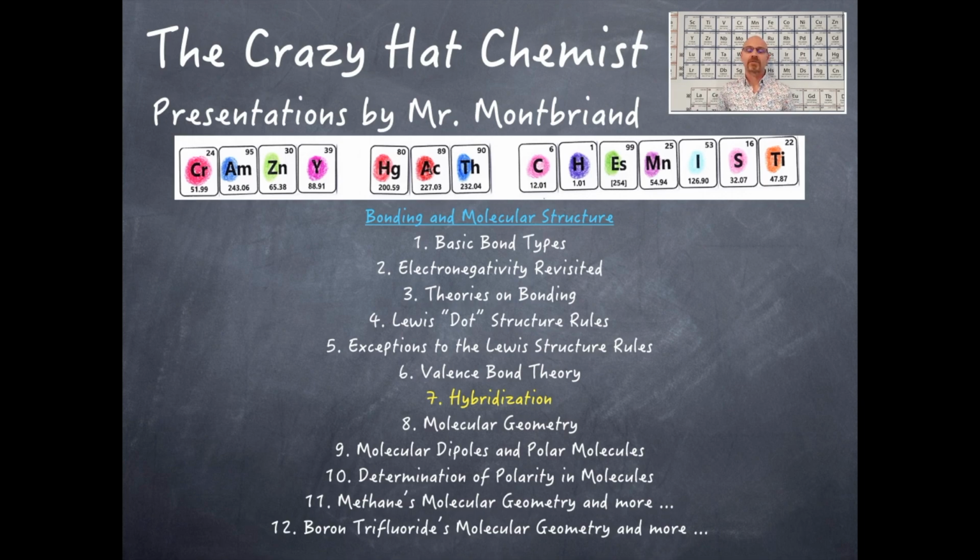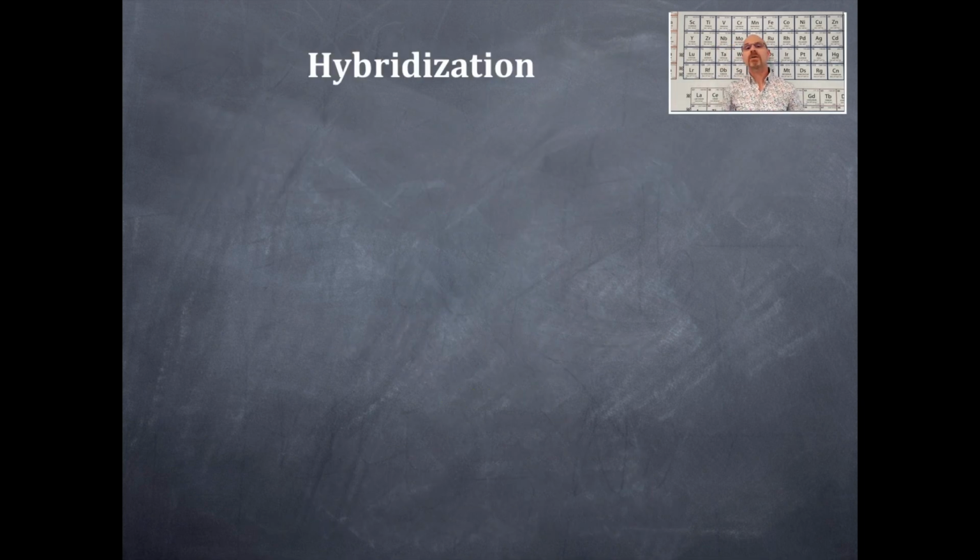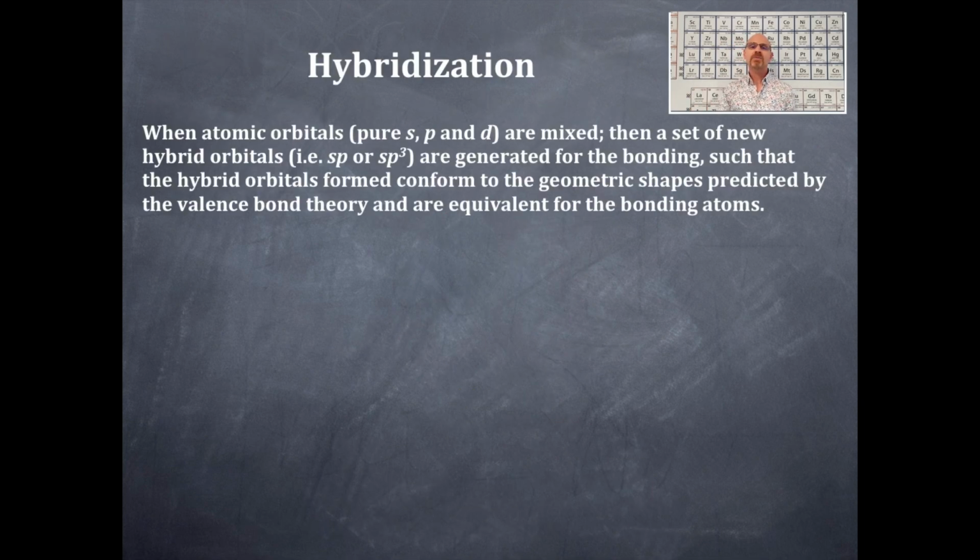So today we're doing another video in bonding and molecular structure. So let's get moving. Bam! Today we're talking about hybridization. Hybridization is essentially a correction factor for the valence bond theory. So let's find out more details about it.